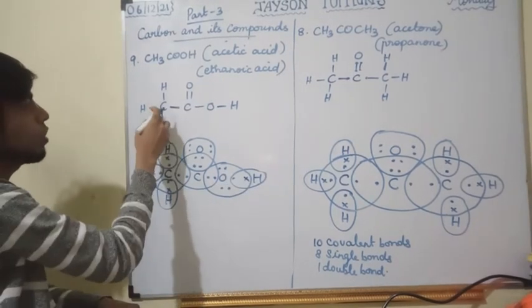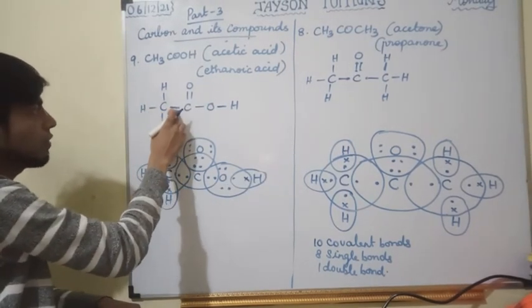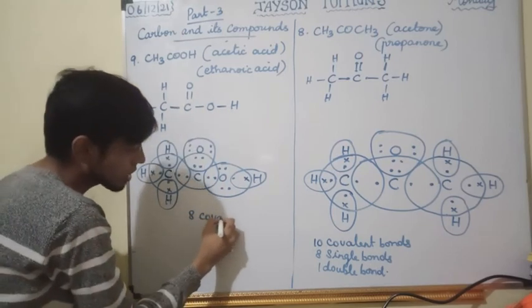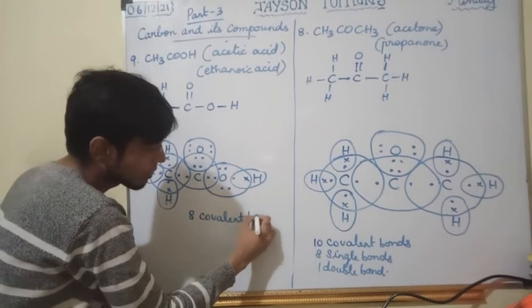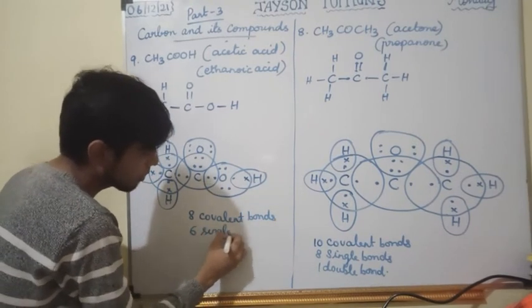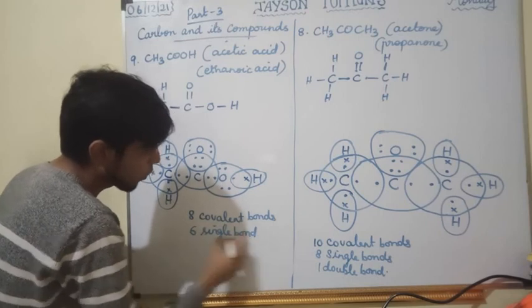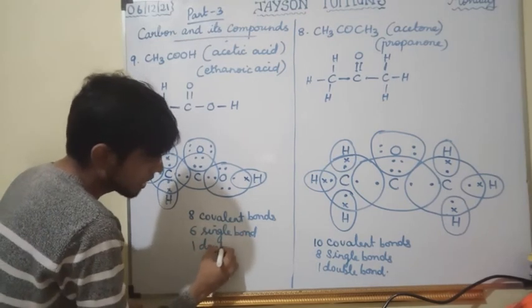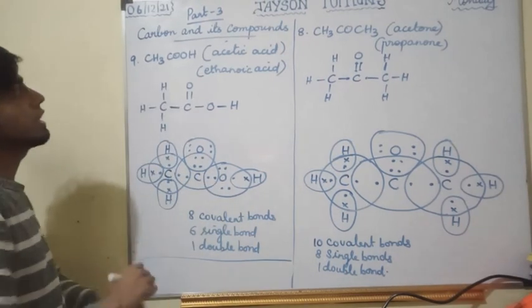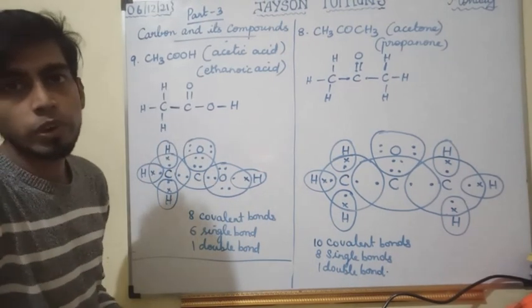How many covalent bonds are there? 1 2 3 4 5 6 7 8. So there are 8 covalent bonds. In that 6 bonds are single bonds and 1 bond is a double bond. Okay, so with this we have completed till CH3COOH, acetic acid.